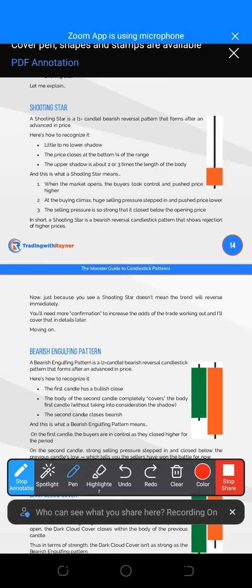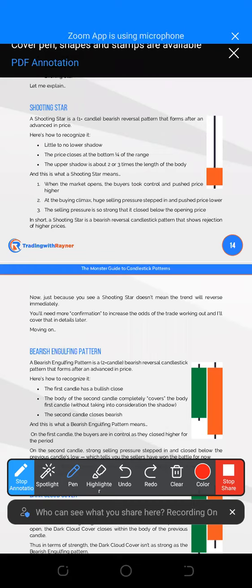That is a shooting star. It is just the same shape as when you call hammer. Do you get hammer, which forms like this? But when it turns upside down, you call it shooting star. Some people even call it inverted hammer. So let's move on. The upper shadow is about 2 or 3 times the length of the body. Look at it. Upper shadow is about 2 or 3 times the length of the body.